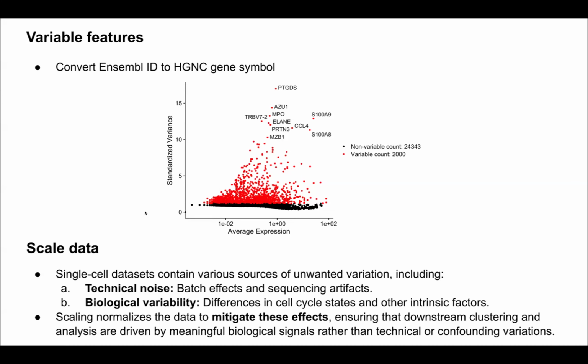And the reason that this is really important, I think, is that single cell data sets contain various sources of unwanted variation. Some might come from technical noise like batch effects. Some others might come from biological variabilities like differences in the cell state. So normalizing the data helps us to mitigate these effects, which benefits our downstream analysis.